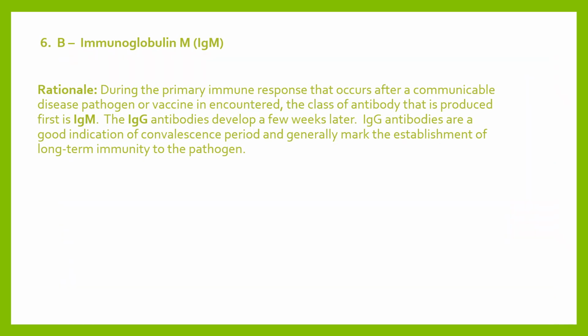The answer is B, immunoglobulin M. During the primary immune response that occurs after a communicable disease pathogen or vaccine is encountered, the class of antibody that is produced first is IgM. IgG antibodies develop a few weeks later. IgG antibodies are a good indication of convalescence period and generally mark the establishment of long-term immunity to the pathogen.